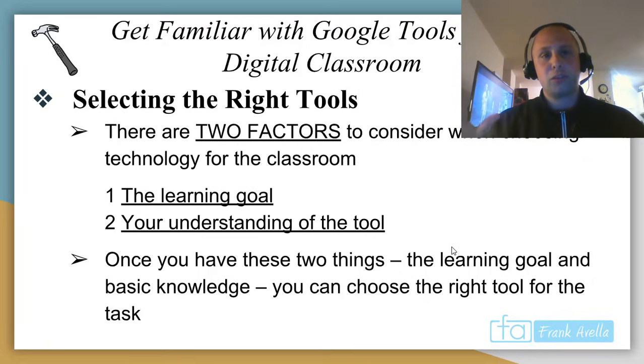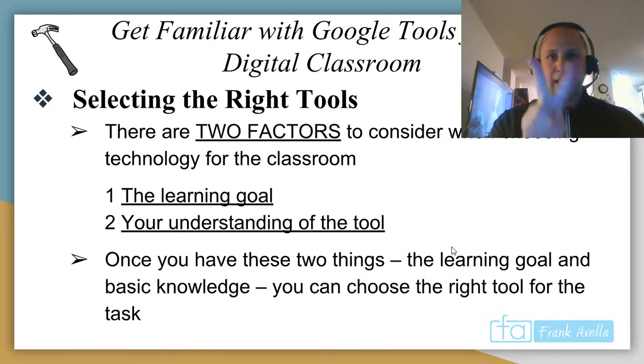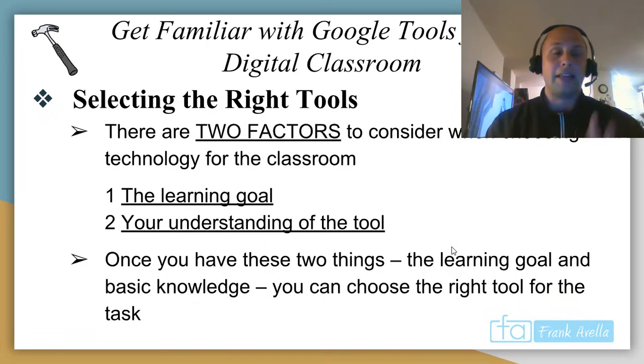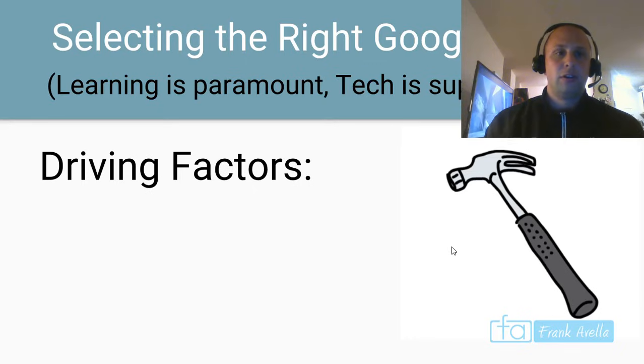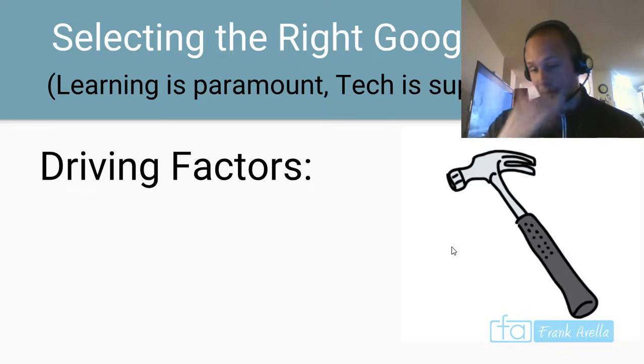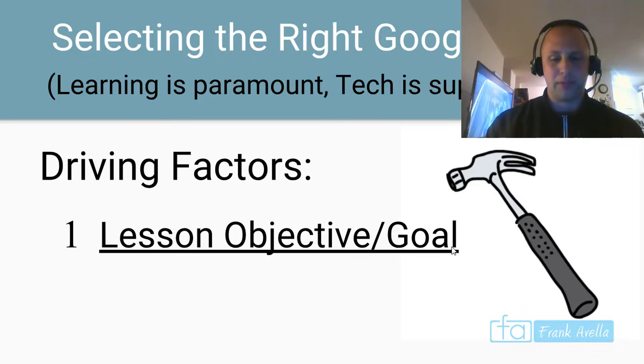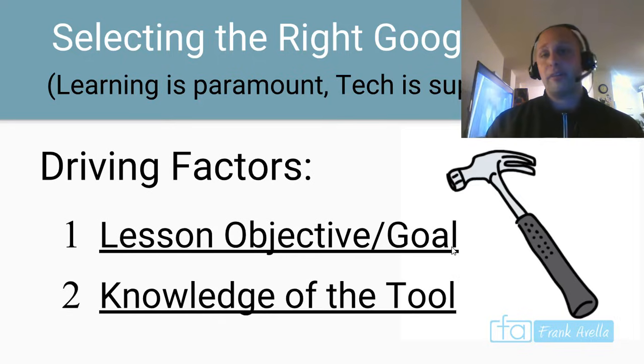Now, there are all these tools out there. You've got to select the right tool. When you want to select the right tool, consider these 2 factors. Very important. The first one is the learning goal. Know that the learning goal comes first because we still have to teach our content. The second factor is understanding the tool. Once you have these 2 things, the learning goal and basic knowledge, then you can choose the right tool. So what are the driving factors I just said? The first factor is the lesson objective or learning goal, same thing basically, and having a knowledge of the tool.